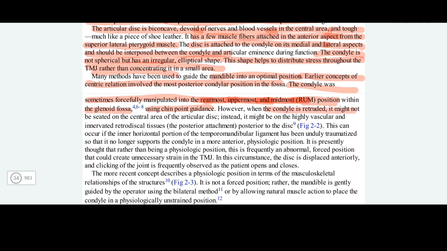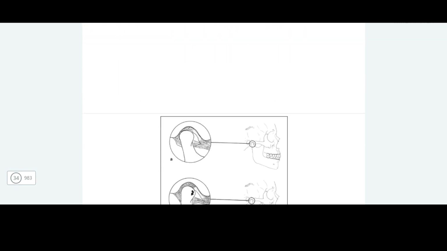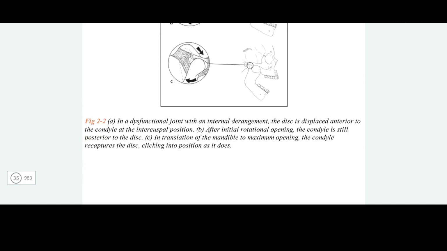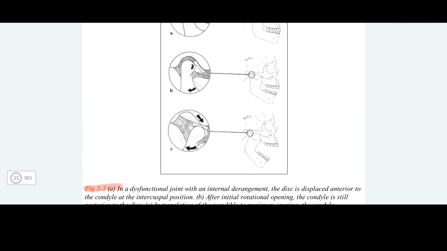However, when the condyle is rotated, it might not be seated on the central area of the articular disc. Instead, it might be on highly vascular and innervated retrodiscal tissue, the posterior attachment posterior to the disc. Figure 2.2. Let's explain it now in the image. Let's go. Figure 2.2.